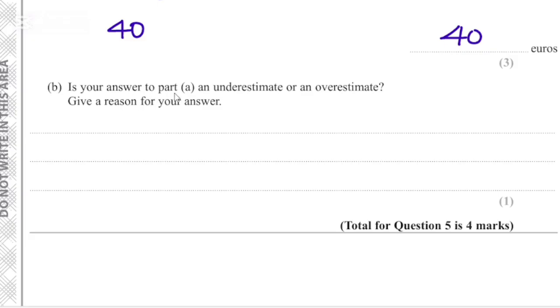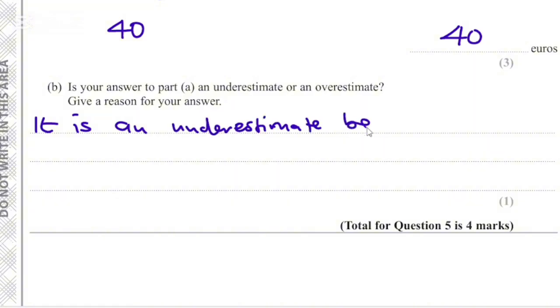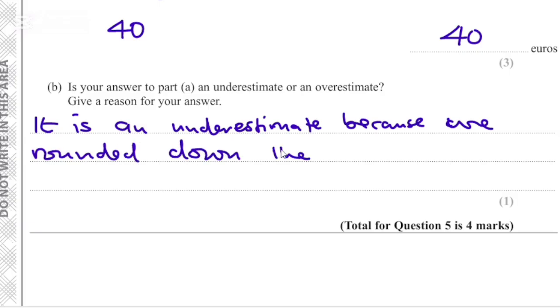Is your answer to part A an underestimate or an overestimate? Give a reason for your answer, all right? So it is an underestimate because we rounded down the numbers, right? It is an underestimate because we rounded down the numbers.